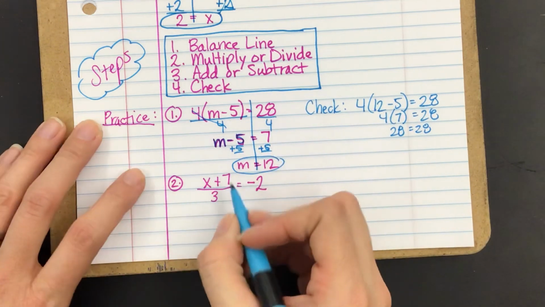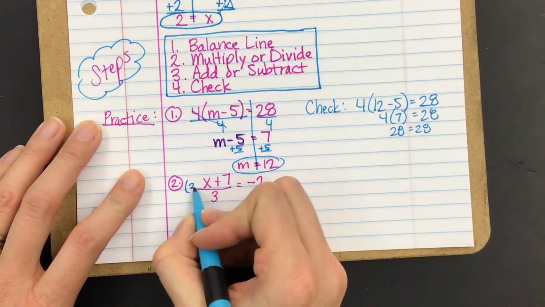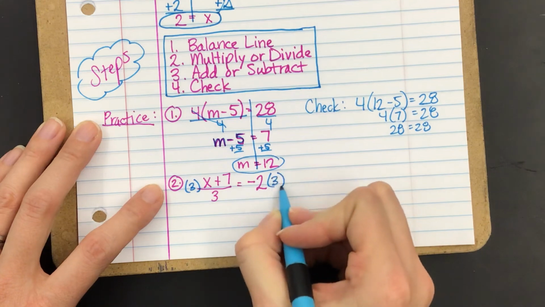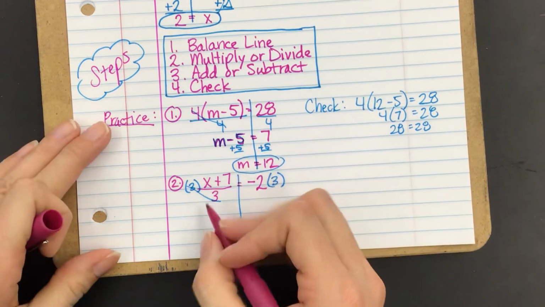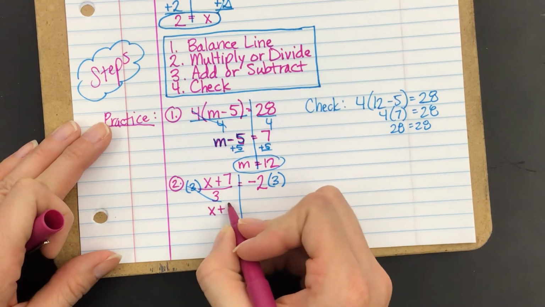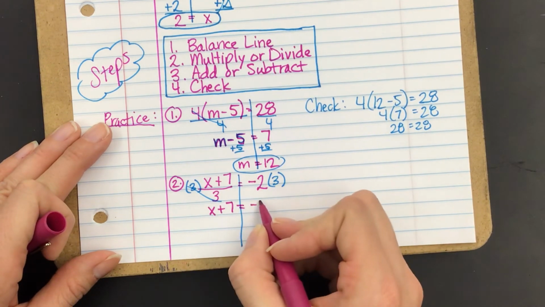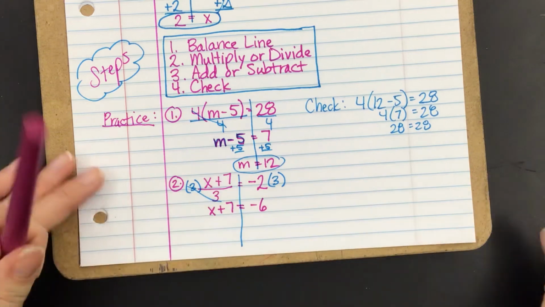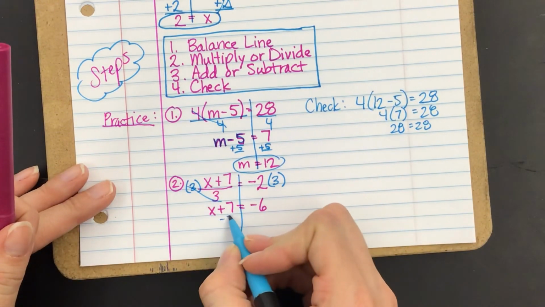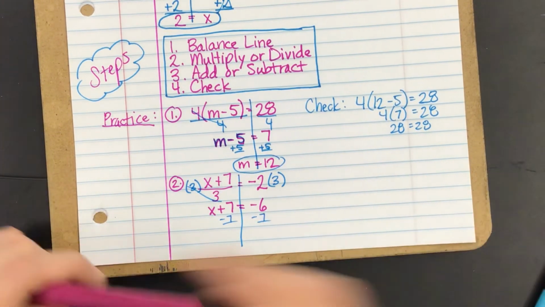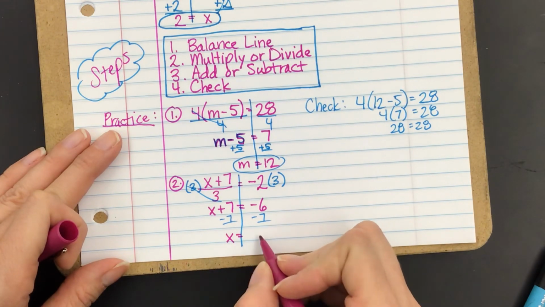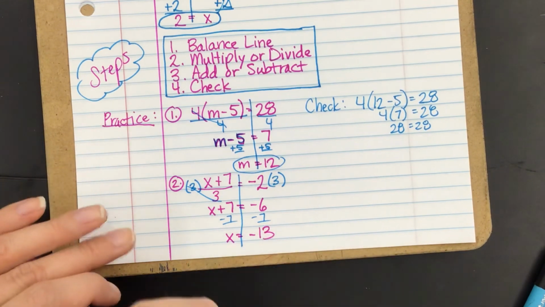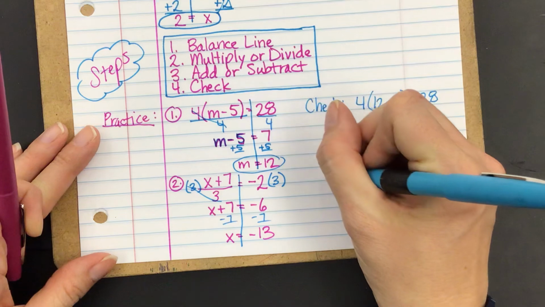Okay. Here, I'm going to multiply both sides by 3. And I'm left with x plus 7 is equal to negative 6. Subtract 7 from both sides. And I get that x is equal to negative 13. Is that what you guys got? Yeah. Great.